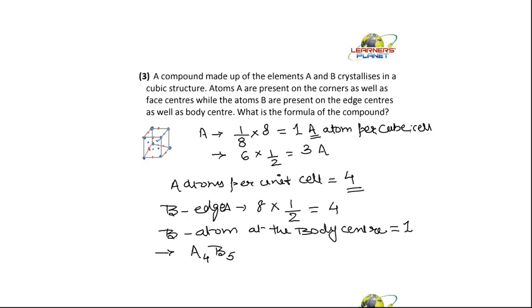What will be the formula, students? It would be A4B5. Now, had it been that B atoms are present only on the edge centers and not the body center, then what would have been the case? Then the formula would have been AB. Okay? So this is the formula of the crystalline compound.